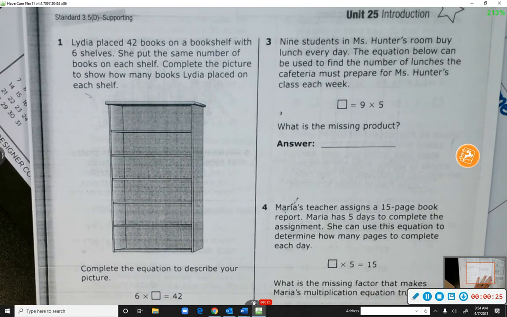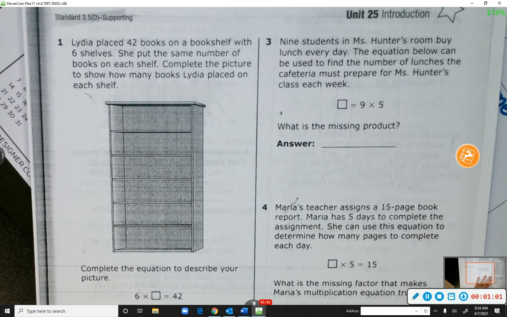Okay, number 1, who wants to read it? All right, Jalen. Nice and loud so we can hear. Lydia? Her name is Lydia. If that was confusing. Kelsey? Lydia placed 42 books on a bookshelf with 6 shelves. She put the same number of books on each shelf. Complete the picture to show how many books Lydia placed on each shelf.